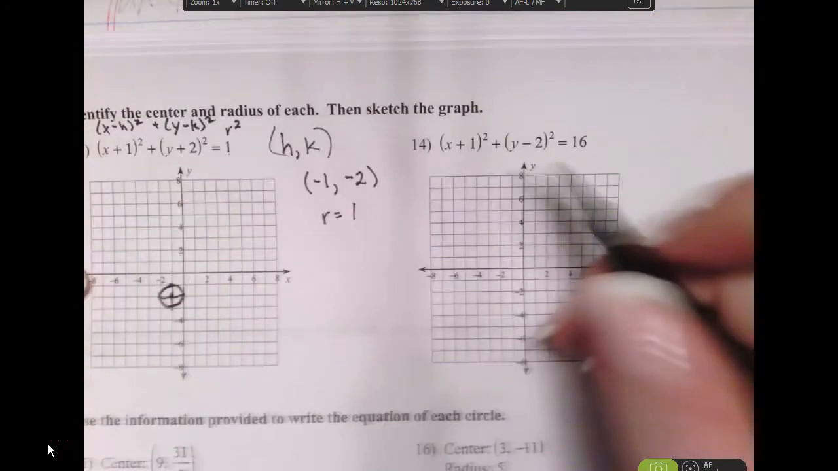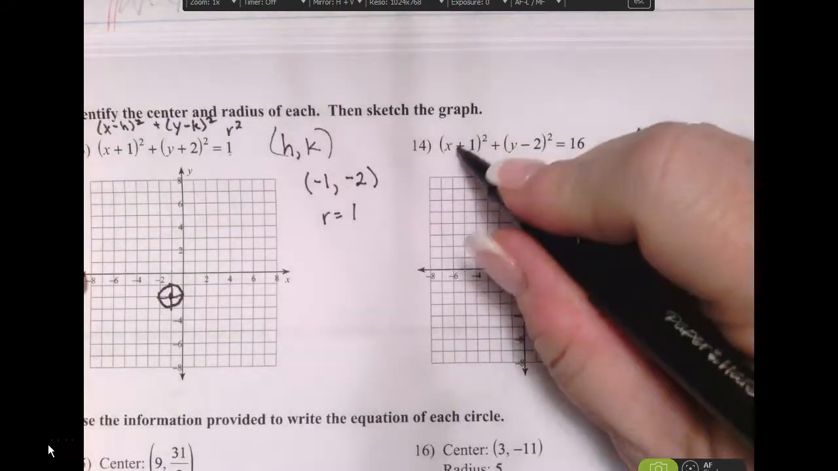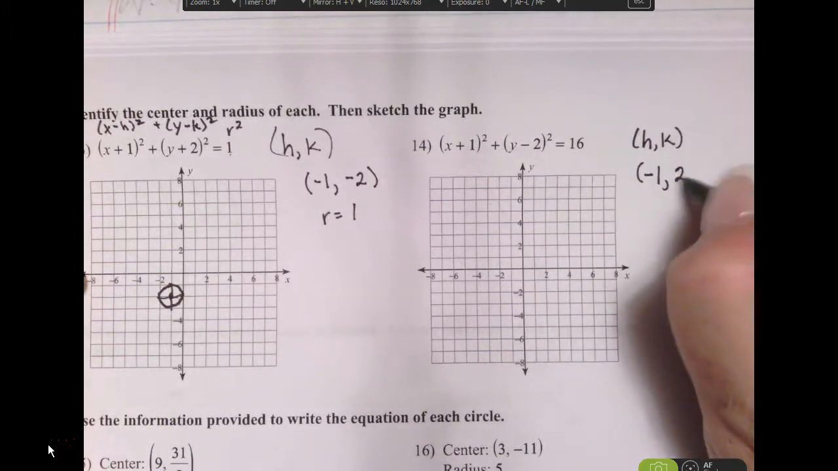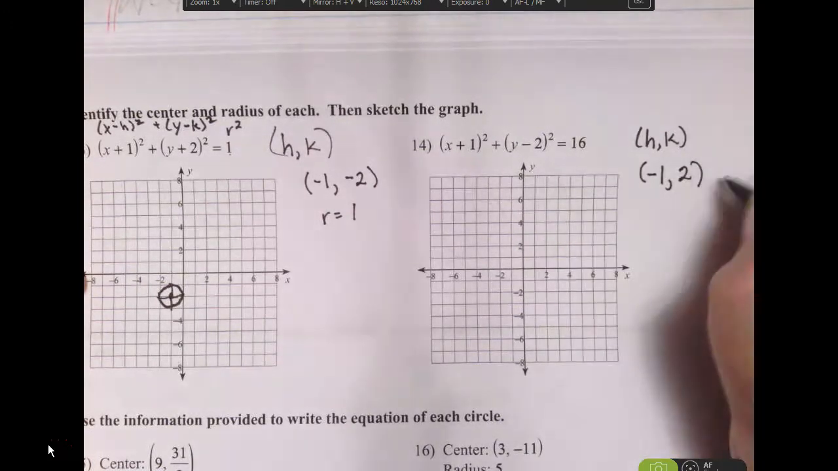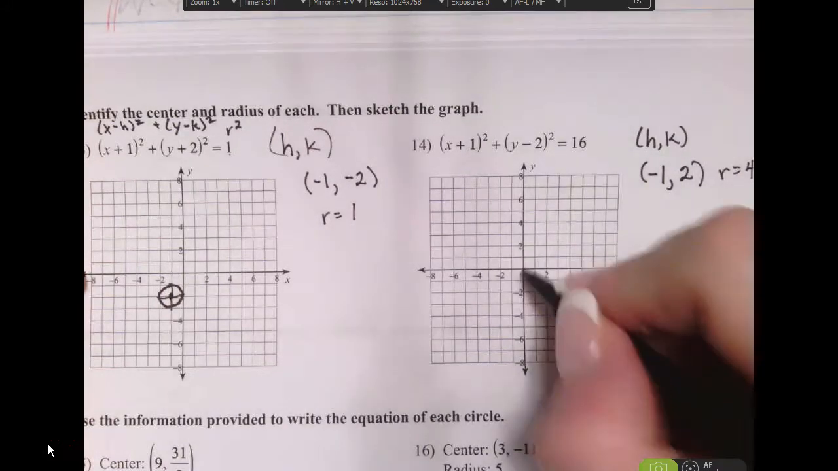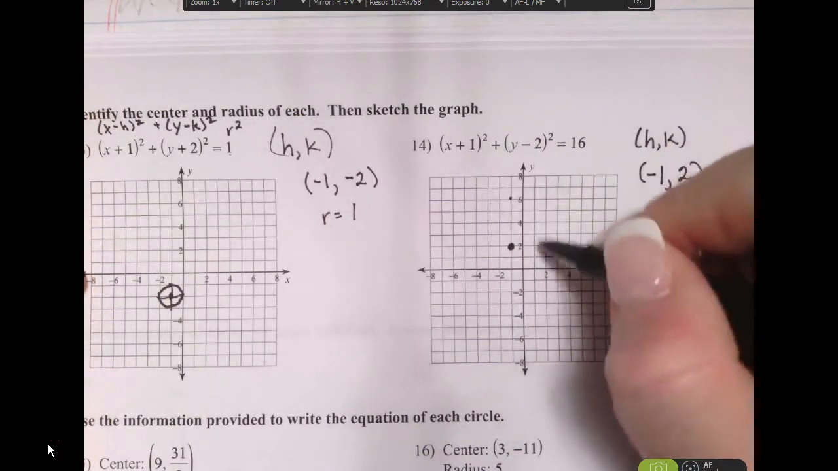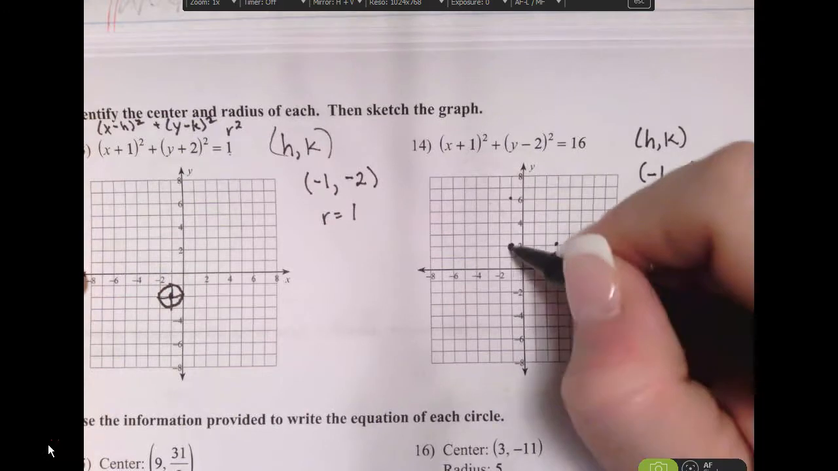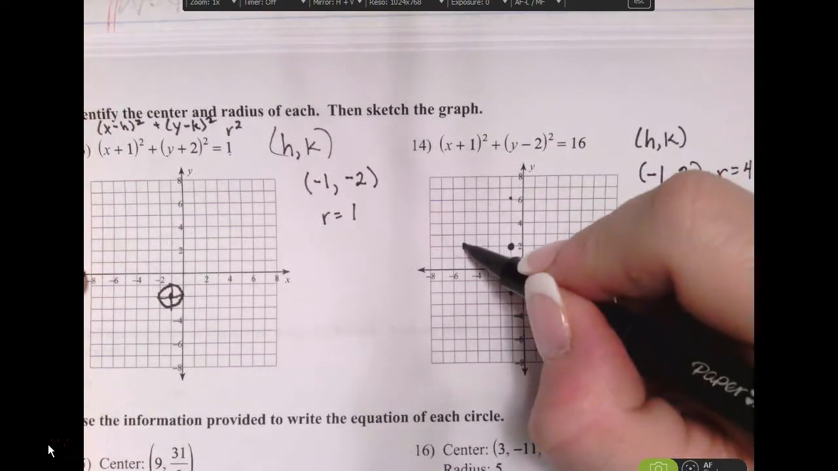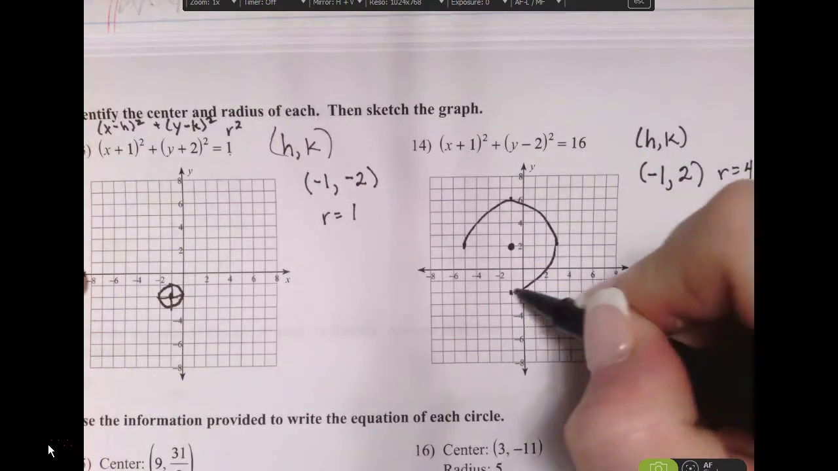Okay, and number 14, I'm looking for h and k. So here I've got a +1, so that means my h is -1 and k is 2. And then my radius is the square root of 16, or 4. So I'm going to go to -1, +2, and then I'm going to go 4 units out from that point in all directions. And I'm going to use those points to sketch my circle.